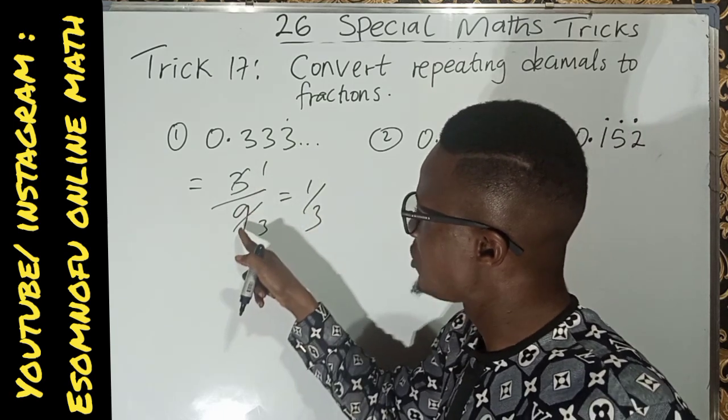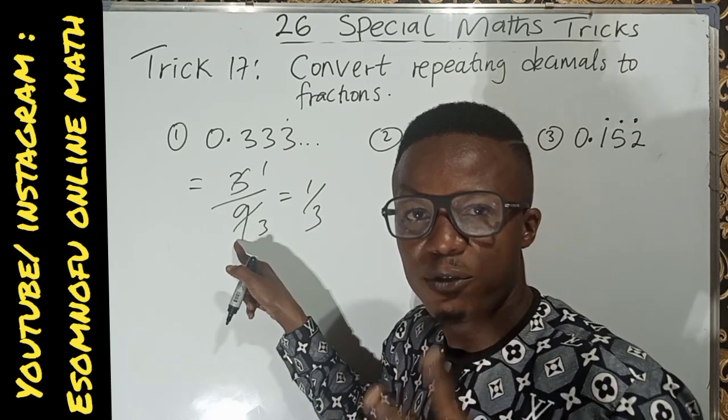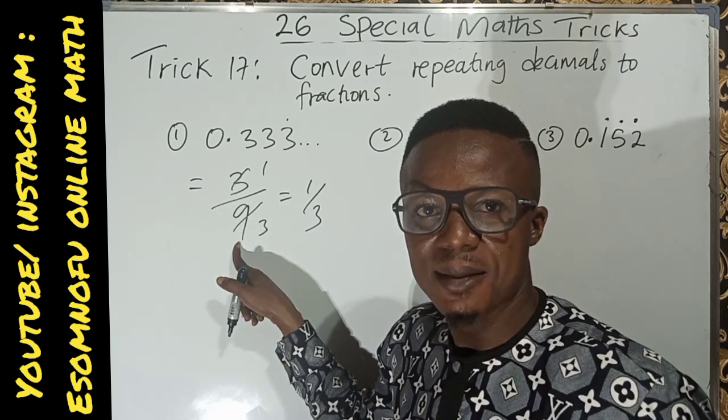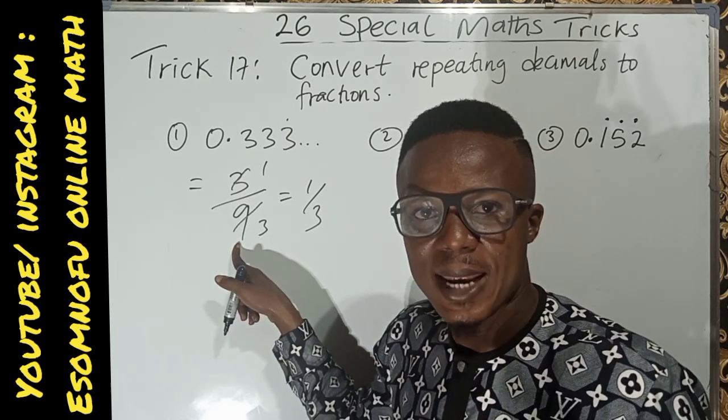If it is one digit that is repeating, that is when you write 9. If 2 digits repeat, write 9, 9. If 3 digits repeat, write 9, 9, 9.